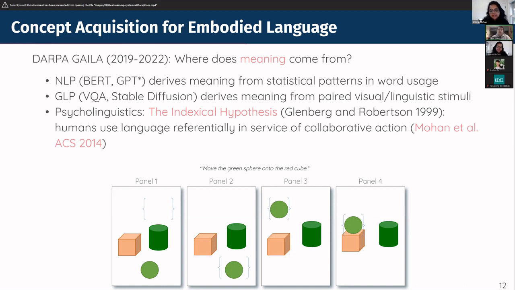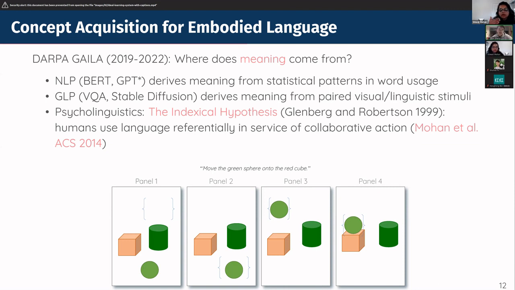Then there's this hypothesis, called the indexical hypothesis, that follows from Lawrence Barsalou's claim on embodied language. The hypothesis states that humans use language referentially in service of collaborative action. What language is trying to do is drive my attention to the relevant parts of my state, things that I'm currently looking at, and the knowledge that I have, bringing all of those components together in working memory. And the grammatical constraints are telling me how to put those parts together so that I can execute an action.